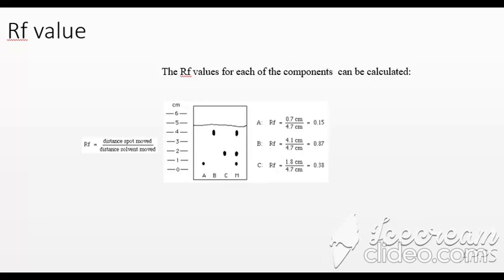After the development, you measure A, B, C values. These are called the RF values. By using these RF values and by using the reference, you can easily detect the unknown compounds. So this chromatography is very important from the RF value point of view.